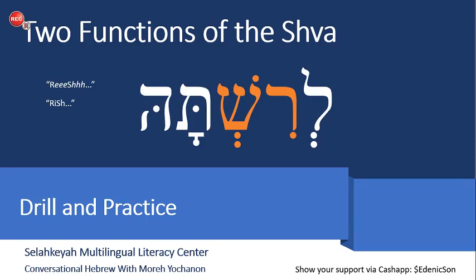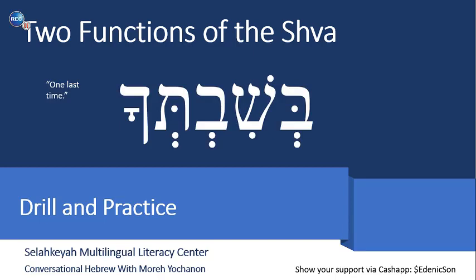Rish. And now you can say the thing after the second shva, which is ta. Let's put it together. Le, rish, ta. Le rish ta. Okay, you guys should be catching on to this pretty well by now. Let's up the ante one more time. This one is even harder.